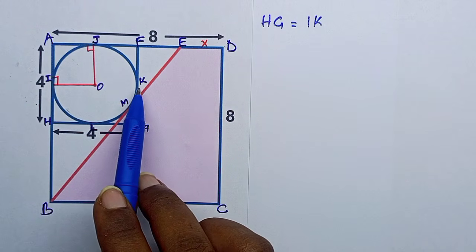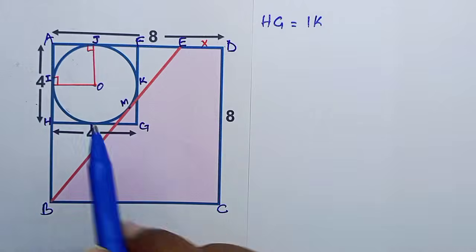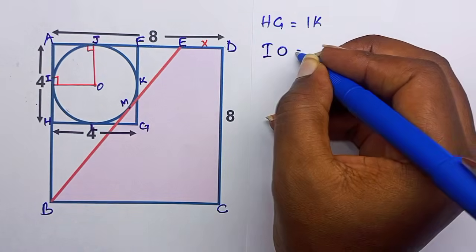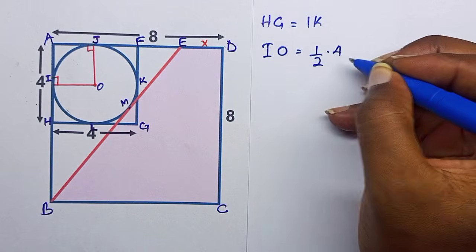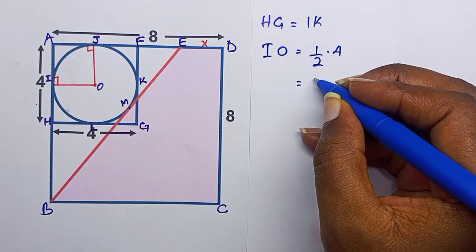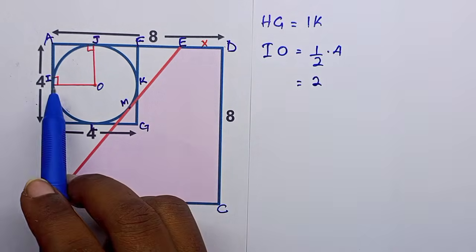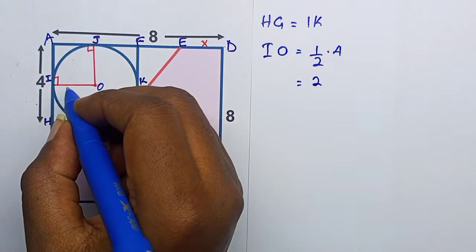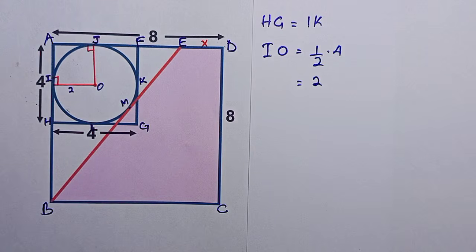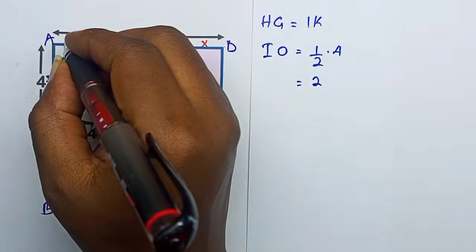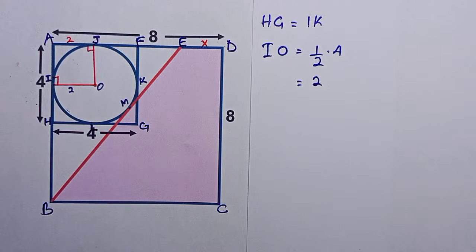But remember, IK is the diameter and the radius is IO. Therefore, IO will be equal to half of IK, which is half of 4. So IO is equal to 2. So if this is 2, then AJ will also be equal to 2.